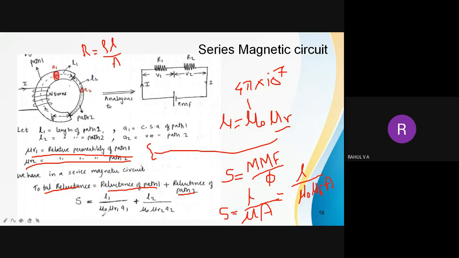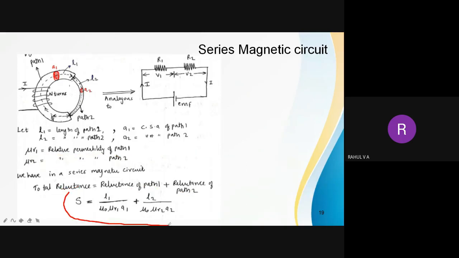L1 divided by mu 0 mu R1 A1 plus the reluctance of path 2, L2 divided by mu 0. Mu 0 is constant actually. It is the permeability of free space. Okay. Mu 0 mu R2 A2. That is length divided by the relative permeability of the second section into the area of cross section of the second section into the permeability of free space. So we got this equation. This is a very important equation for the problems, for the numerical we are going to do.